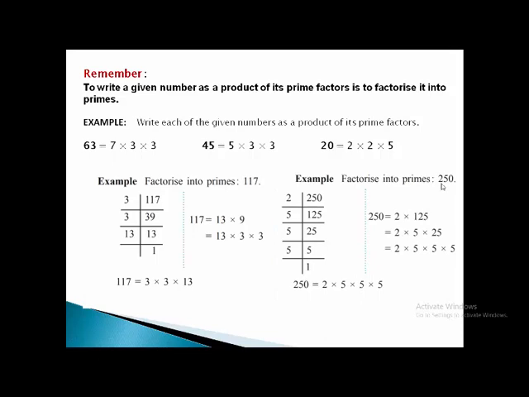Factorize into primes 250. This 250 is also a bigger number. In the unit place there is a 0, and this number is divisible by 2 because 0 is in the unit place. That's why we start dividing with 2. If you divide 250 by 2, you get 125. Again 5 is in the unit place, it means the number is divisible by 5.